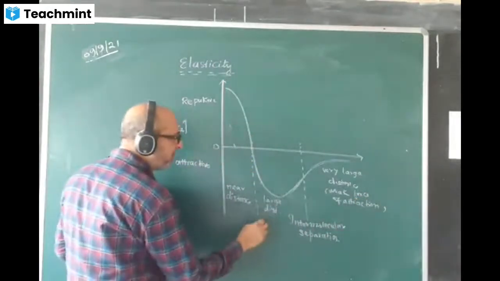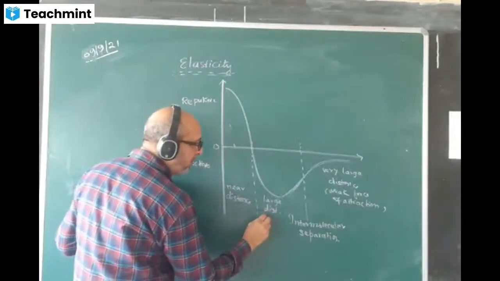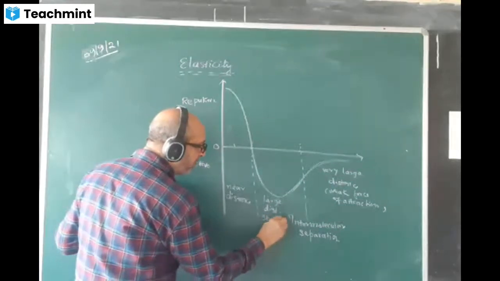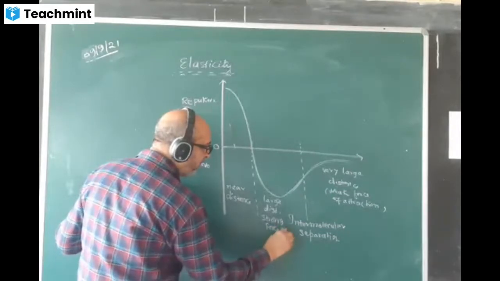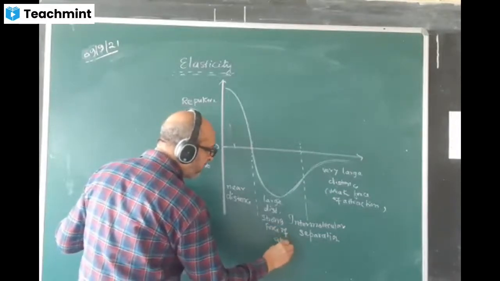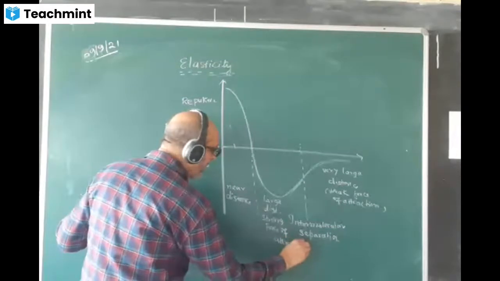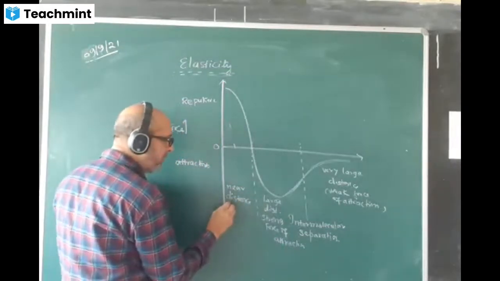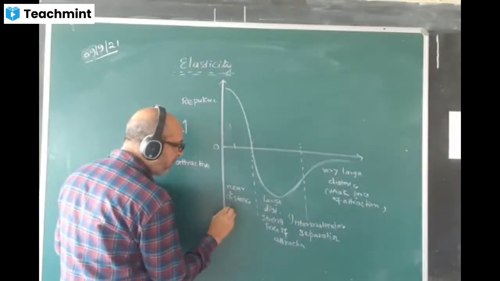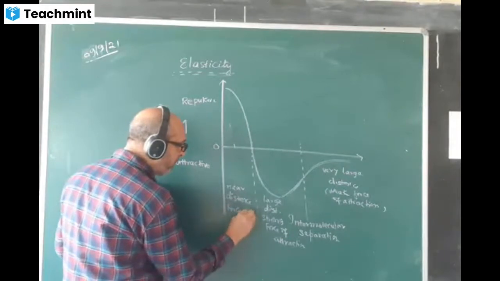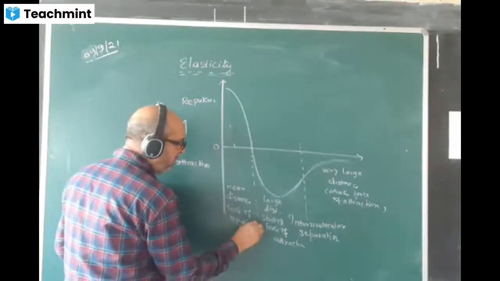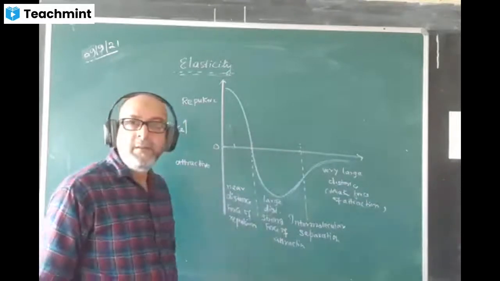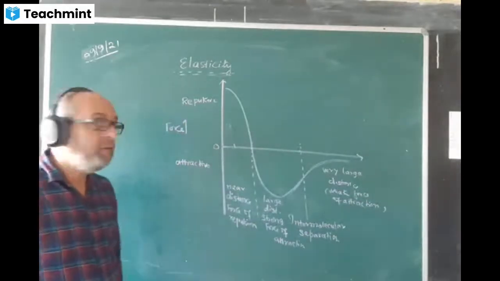Here, large distance, you will be writing strong force of attraction. And near distance, right, force of repulsion. Of course, strong force of repulsion. You write. So this is the graph you draw.